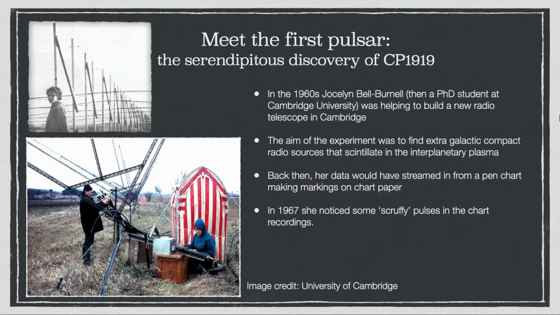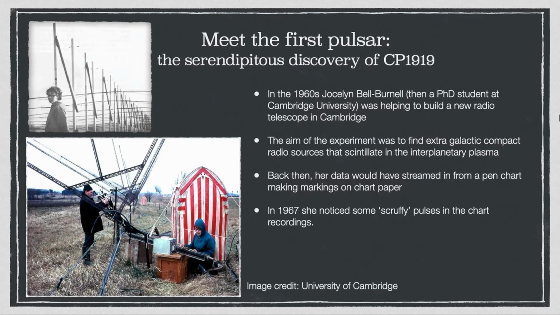And the idea of this instrument was really to look at how distant sources, in particular active galactic nuclei, scintillate in the interplanetary plasma. This wasn't very well understood at the time, and so effort was put in to build a full new telescope to investigate. And of course, back then it wasn't so easy. You didn't have your data streamed into a well-maintained archive on some website. You had to just look at how a pen was creating markings on a piece of chart paper.